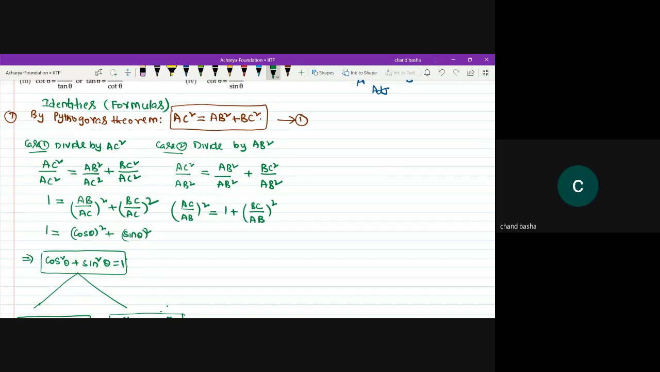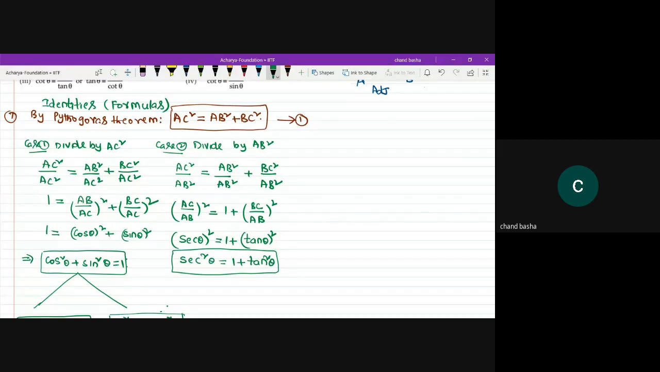Try to keep your mics muted, guys. If you observe, AC by AB means secant. Make use of the right angled triangle. It is 1 plus BC divided by AB, that is tan. So secant square theta is equal to 1 plus tan square theta. Is it clear? This is the second identity I proved.